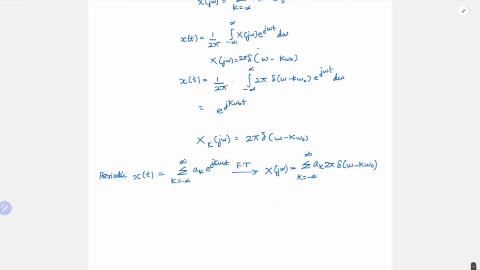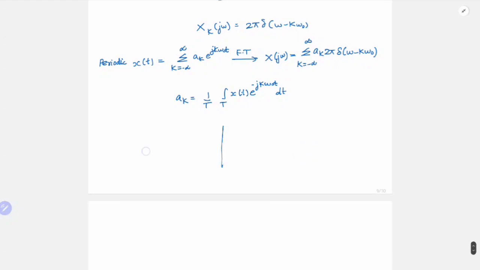So it is similar to finding the Fourier series. You just have to find the a_k's using this, over one time period, integral of x(t) e^(−jkω₀t) dt. And instead of writing e^(jkω₀t) here, for the Fourier transform, you have to sum over the a_k's and use this delta function.